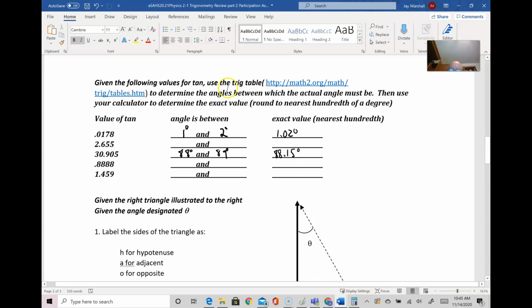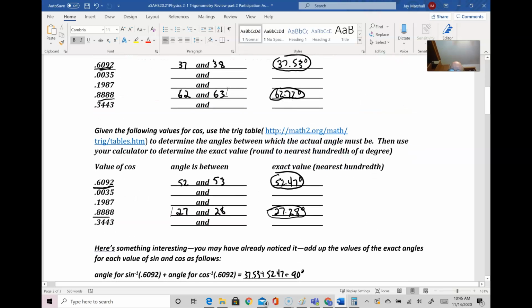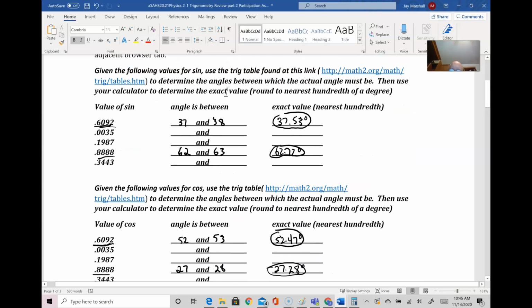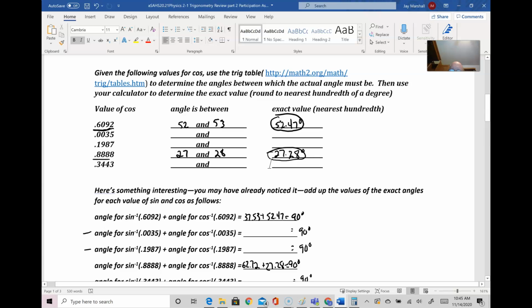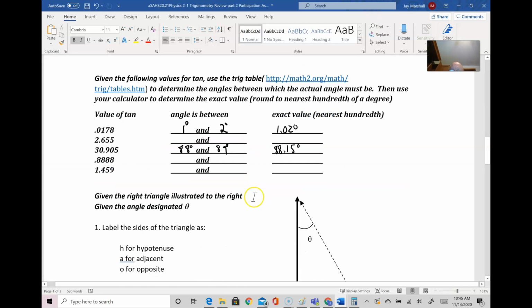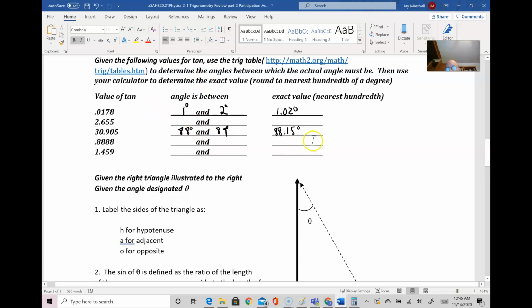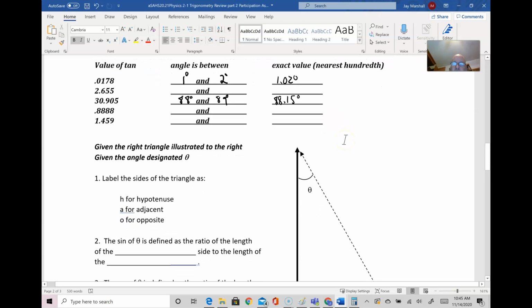Okay, so now you should be able to complete those as well. So these four, they should go pretty quickly. They're a little tedious, but use the trig table to find out what the angle would be for these values of sine, and then your calculator to find out what the angle would be for the calculated values, and then for the cosine as well, and then show me that the angles for the sine and the cosine add up to 90 degrees, and then do the same thing for the tangent. Okay, so that's the instructions for that.